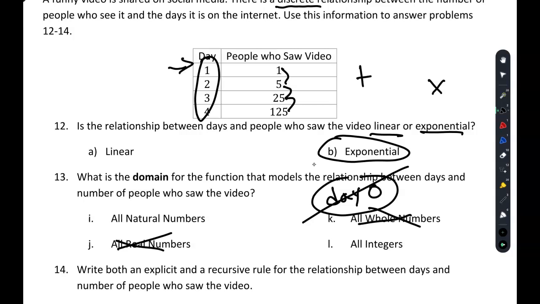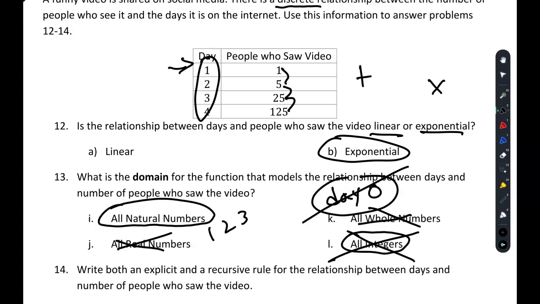Whole numbers would include 0, right? Integers would include 0 too, and negative numbers. So that's not it either. That leaves natural numbers or counting numbers: 1, 2, 3, 4, and 5, and so on, right? So the answer is I.